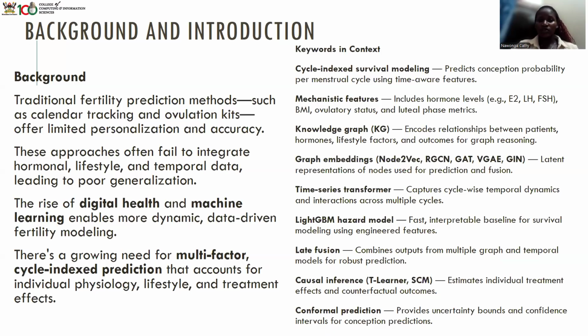The keywords in context: cycle-indexed survival modeling, mechanistic features, a knowledge graph, and graph embedding. These have latent representations of the nodes. The time series transformer captures cycle-wise temporal dynamics. LightGBM is an interpretable baseline for survival modeling. We also have late fusion and causal inference for formal prediction.